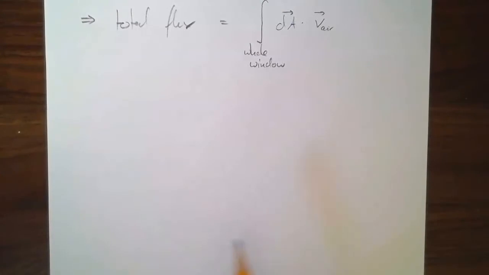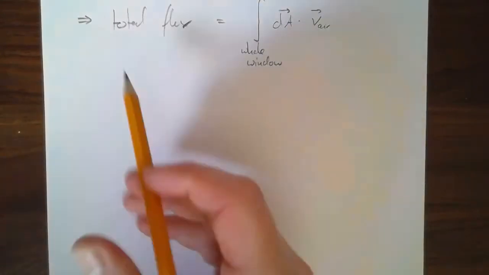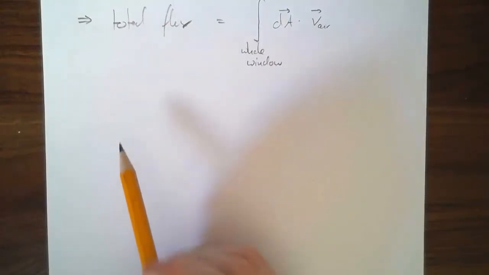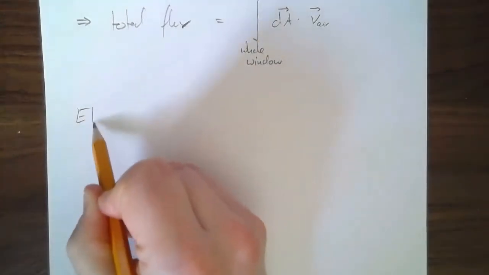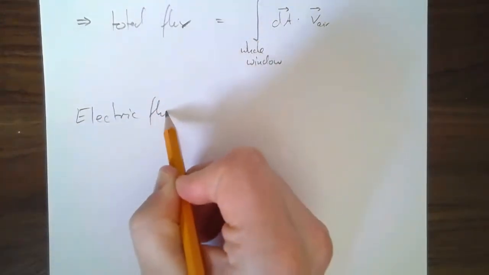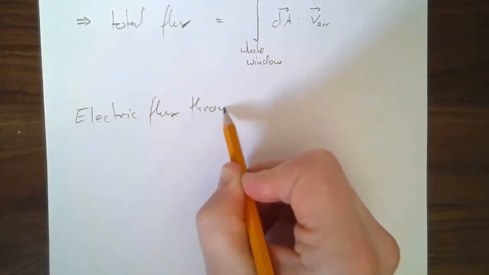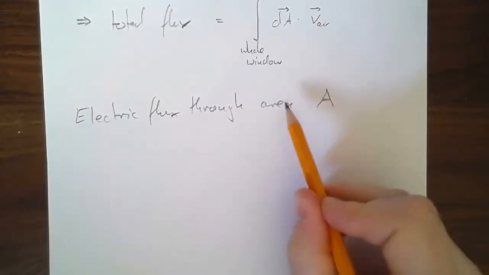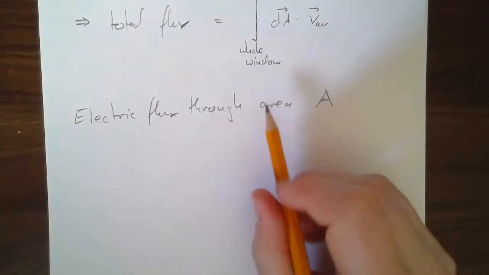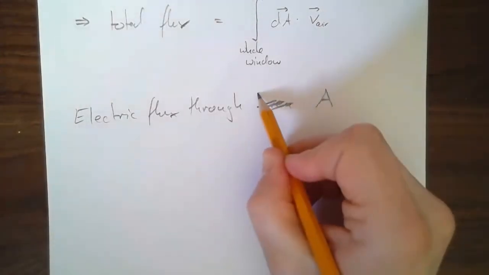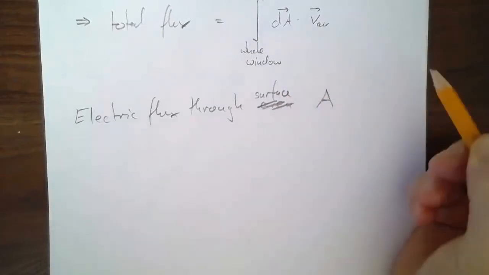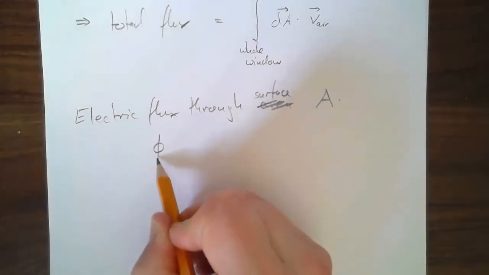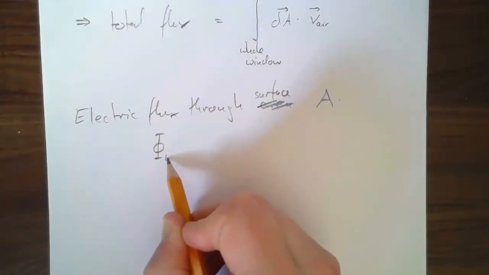Now, we don't talk about air in this course. We're going to talk about the electric field. But the idea is exactly the same, and you probably already guessed that given how I was drawing those flow lines. So we're going to define the electric flux through an area A, so you might say through a surface A, as phi subscript E, E for electric.